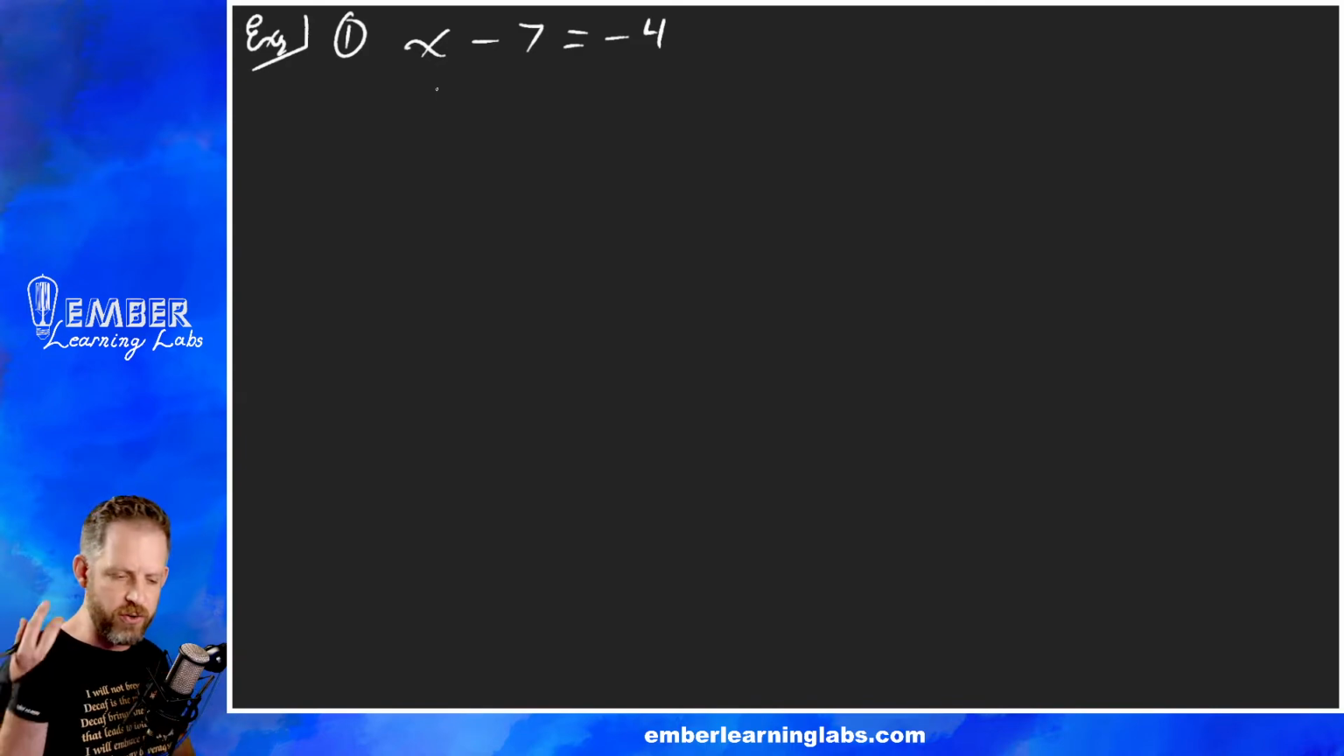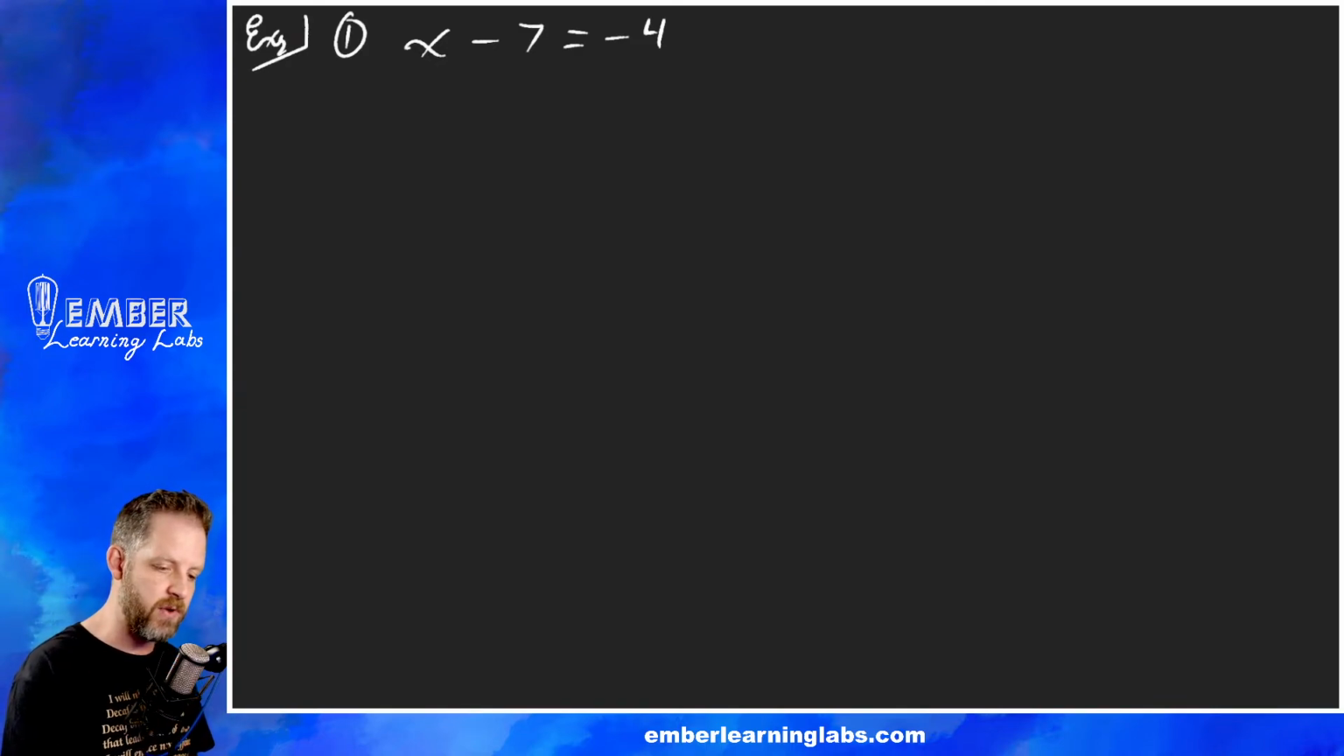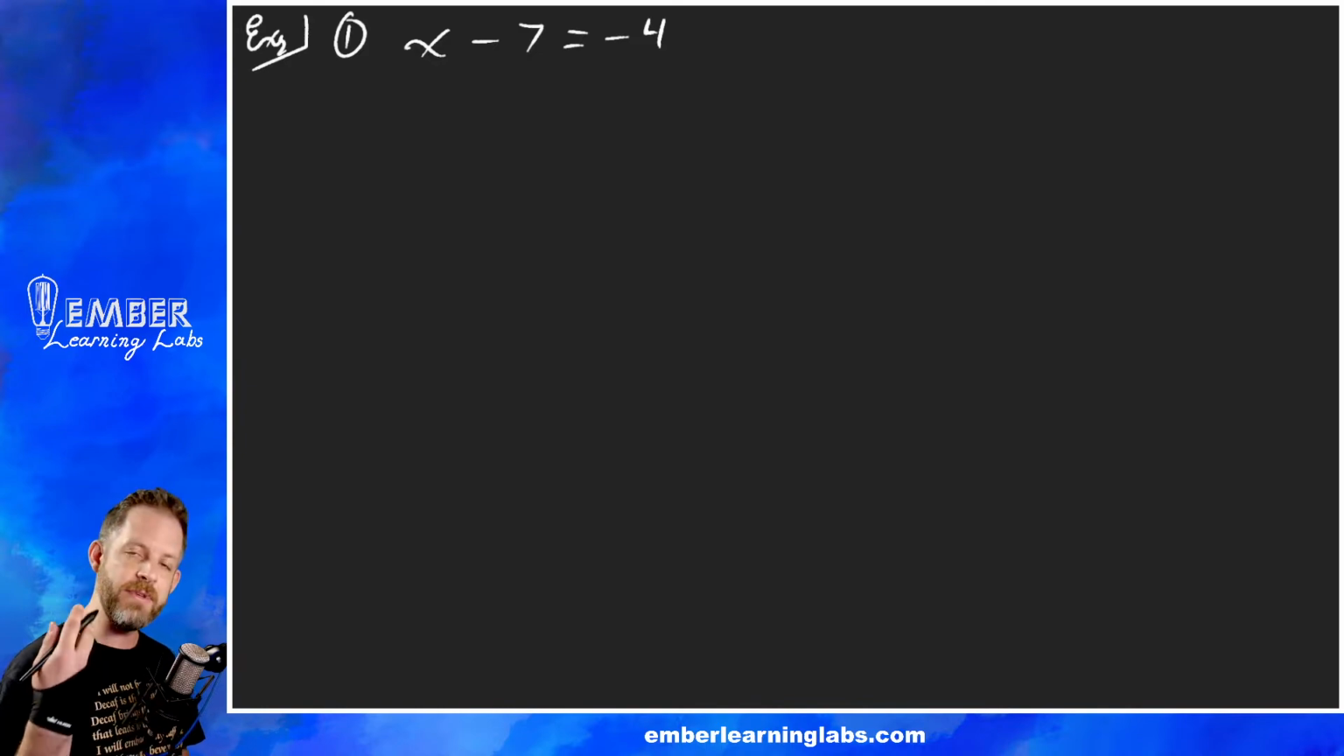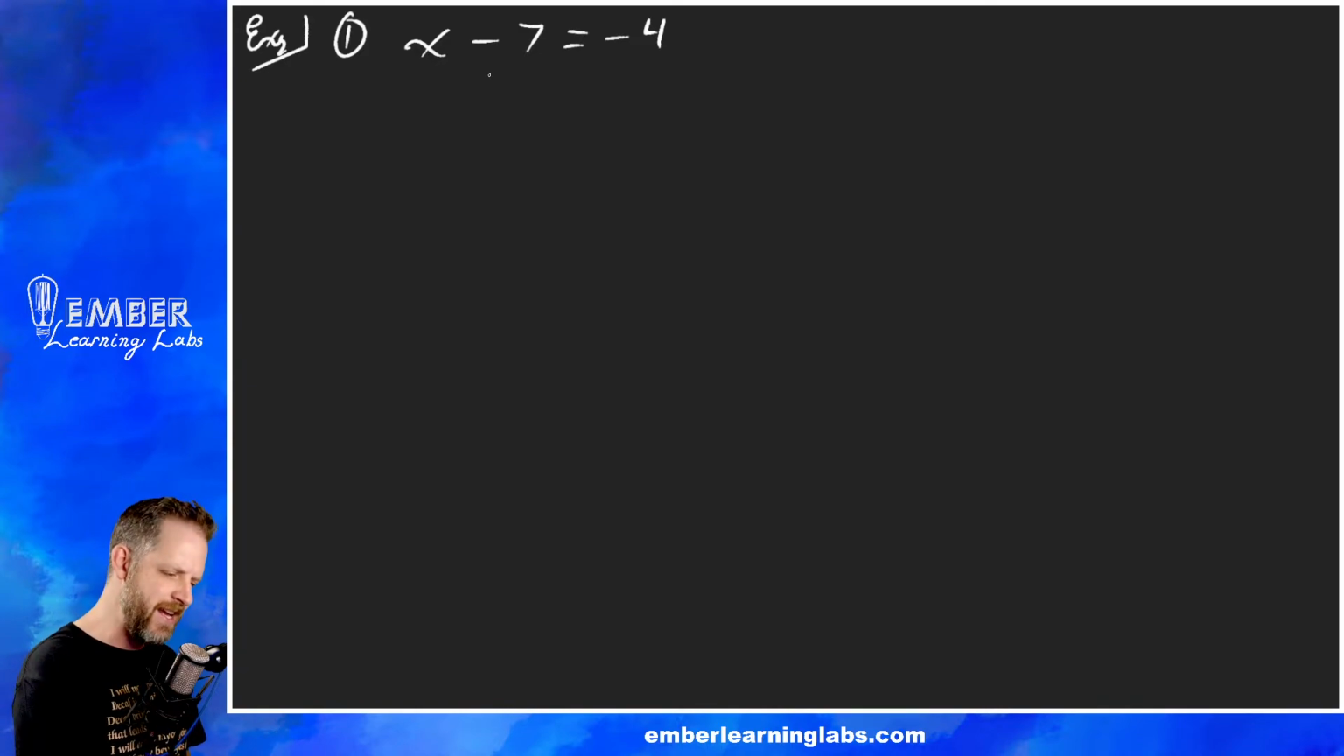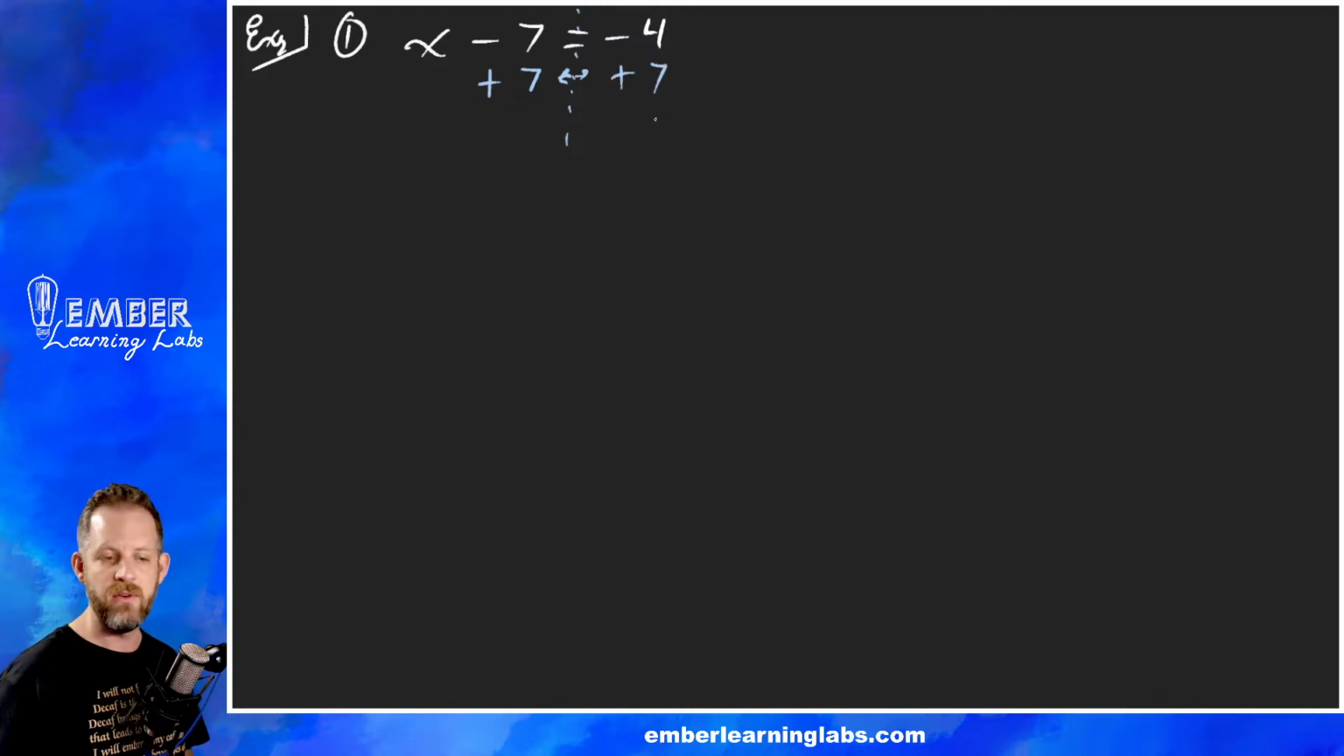So we're going to ask our two questions. So what is attached to the variable? So the 7 is attached to the variable. How is it attached? It's attached through subtraction. What's the opposite of subtracting? It's adding. So we're going to add 7. If we add 7 to the left side of the equals, then we've got to also add it to the right side of the equals, right? So we're going to add 7 over here as well, right?